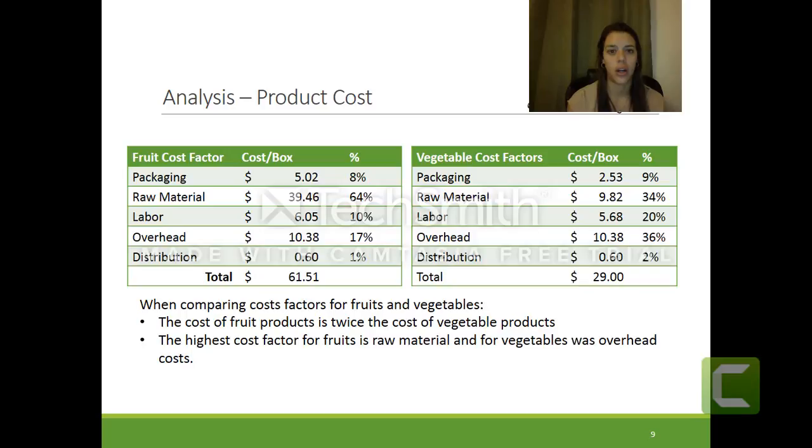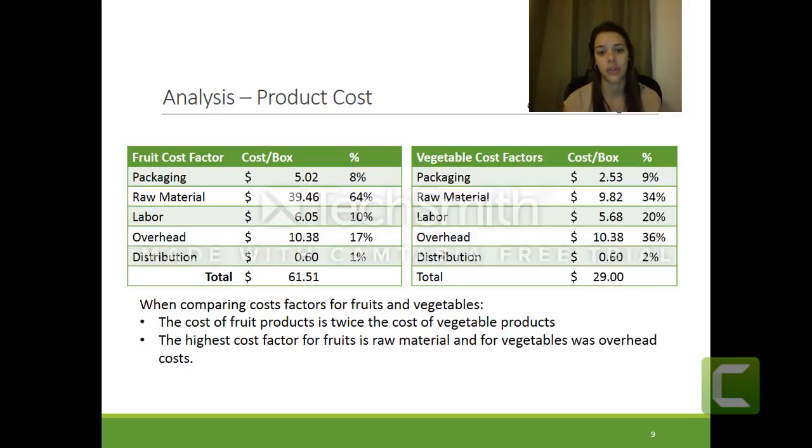Overhead and distribution are the general costs associated with any of the products. Labor is associated with the time required to do the products, and raw and packaging are completely associated to each specific product. So when comparing the cost factors for fruits and vegetables, we can see based on their totals that the fruit costs are more than double our vegetable cost factors on average.